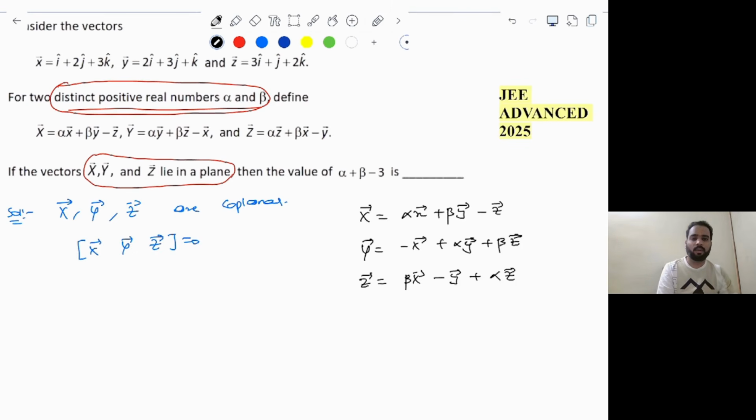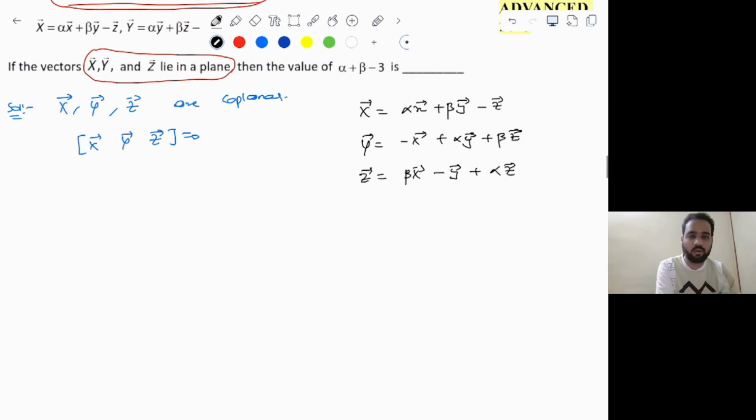Okay. Now, the property we have to recall here is whenever we have three vectors as a linear combination of three other non-coplanar vectors, the box of capital X, capital Y, capital Z is equal to, first thing you have to write down, the determinant of all the coefficients of small x, small y, small z. So write down all the coefficients one by one. That is alpha, beta, minus one, and then minus one, alpha, beta, and then beta, minus one, alpha.